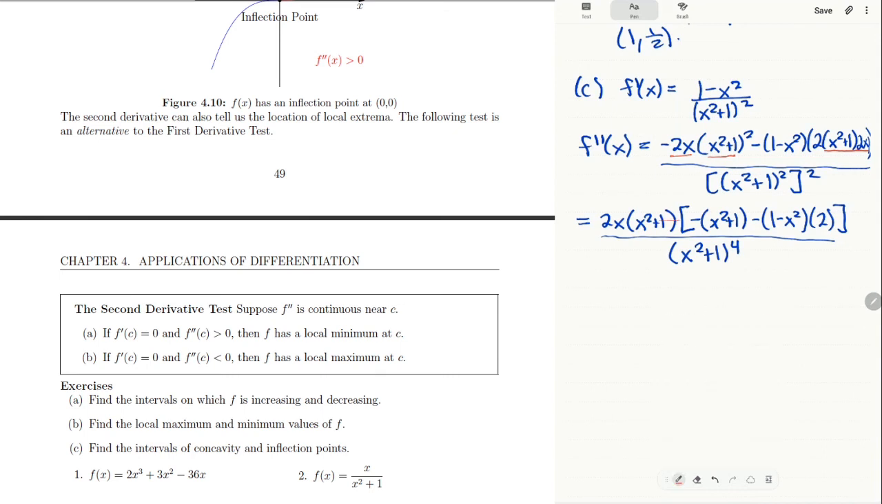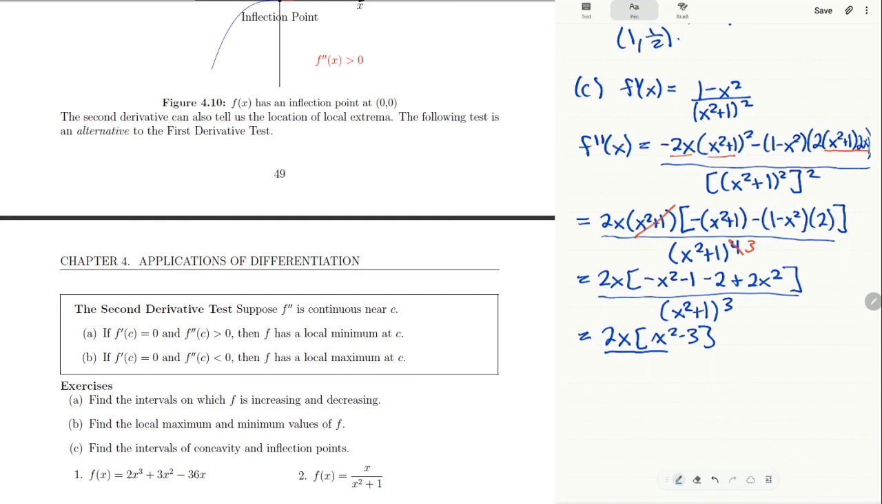Now let's simplify. We can cancel out one of the factors of x squared plus 1, and we are left with 2x times negative x squared minus 1 by distributing the negative, and negative 2 plus 2x squared by distributing the negative 2 to the second term. And that's all over x squared plus 1 to the power of 3. Simplifying, we have 2x times x squared minus 3 all over x squared plus 1 cubed.